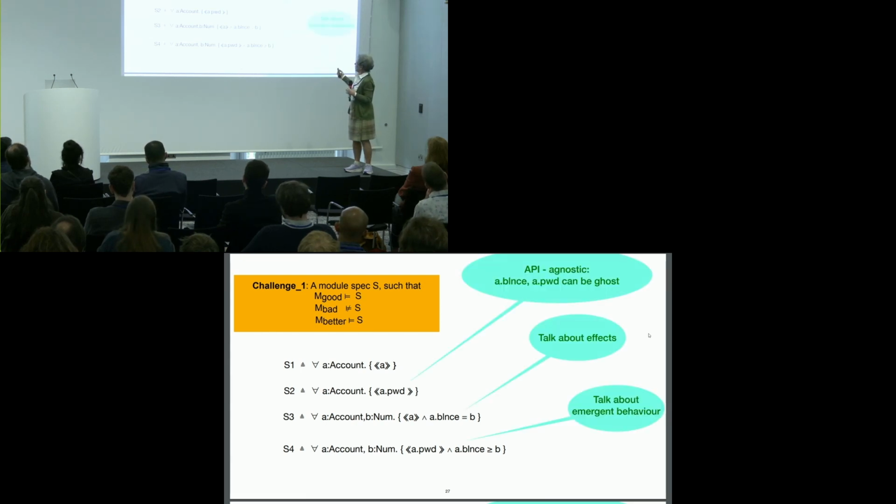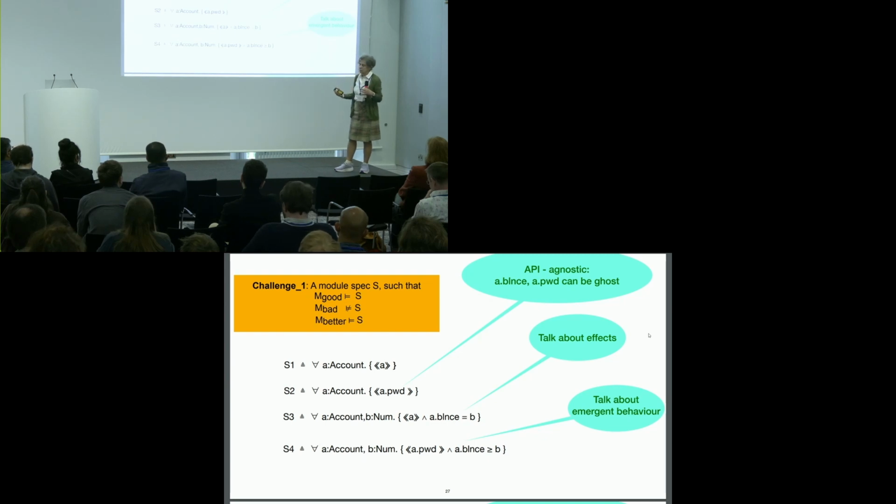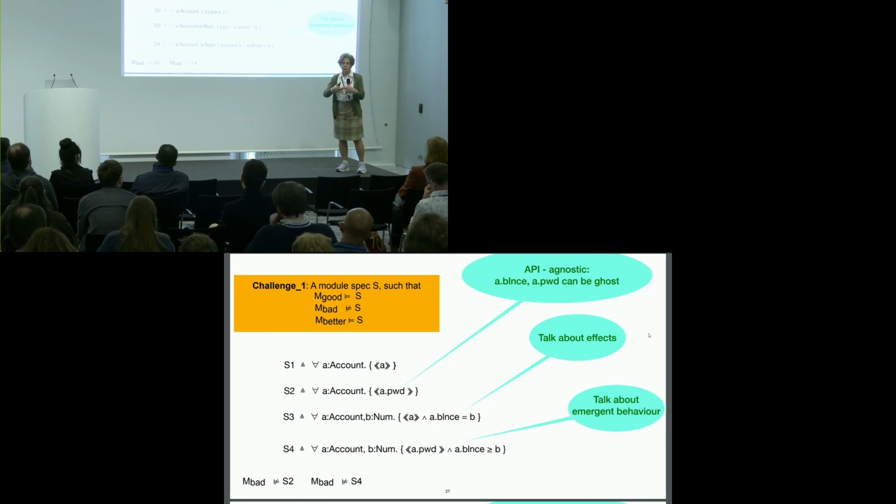So we see that my specification is API agnostic. Whether I do the transfer through the method transfer or pay or whatever, doesn't matter. It's also agnostic about the internal representation in the module. I could have implemented the module through a ledger where I kept a mapping from accounts to their passwords and their balances or whatever other methods. And we are talking about the emergent behavior, so the behavior that comes through execution of several methods.